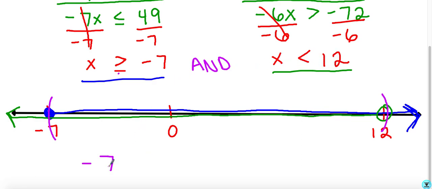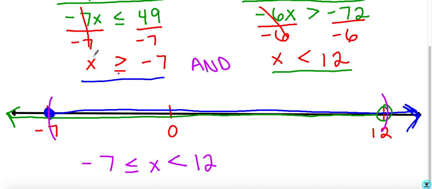And since this is the smallest one, we write it first, so it's negative 7 less than or equal to x, because our x is everywhere in the middle between negative 7 and 12, including negative 7. It does not include 12, because although 12 is greater than or equal to negative 7, it's not less than 12, so we can't put the equal sign here. So we'll write 12 after. And what this basically means is that x is everything in between negative 7 and 12.